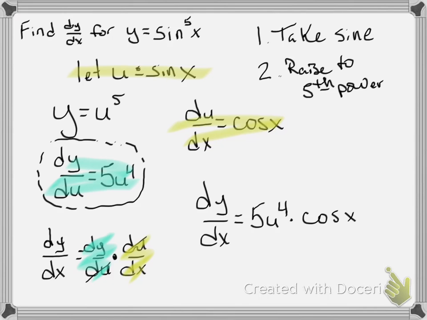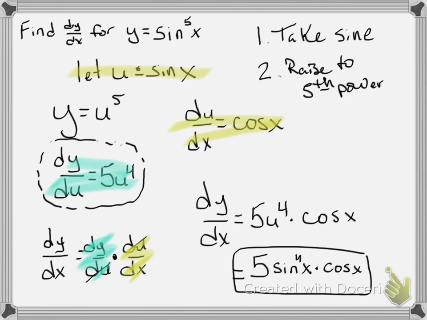But I can't leave it like that because I don't want to mix variables. So I need to replace u. I can easily go right back up and see what u is equal to. It's equal to the sine of x. And so replacing u with the sine of x, I'll have 5 times the sine to the fourth of x times the cosine of x. And that is the derivative I'm looking for.